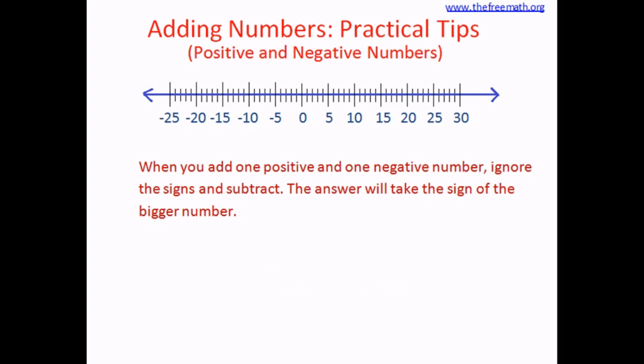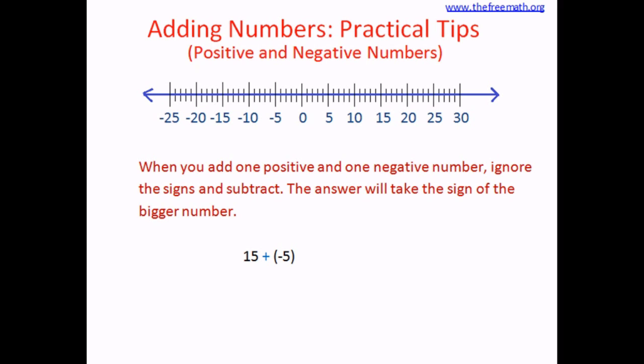What if one number is positive and one number is negative? In that case, what we do is we ignore the signs and subtract, and then the answer will have the sign of the bigger number. What does this mean? Let's take an example and check that out.